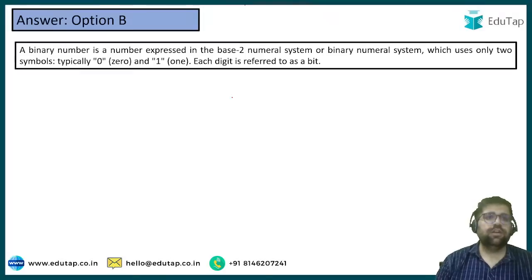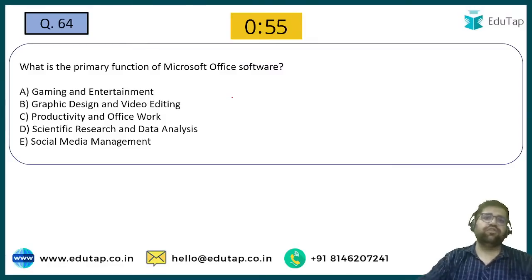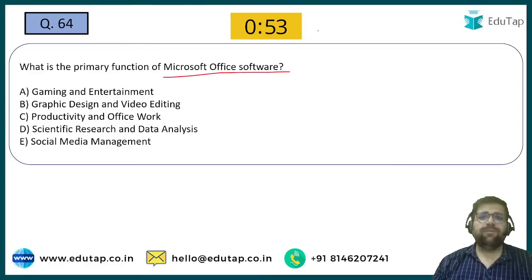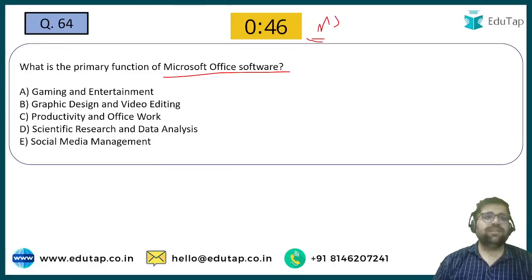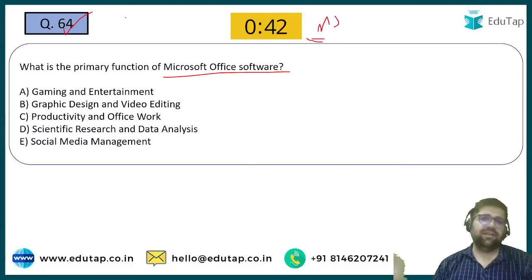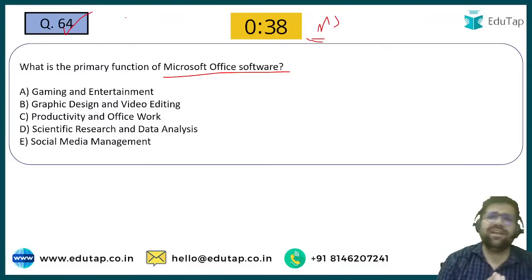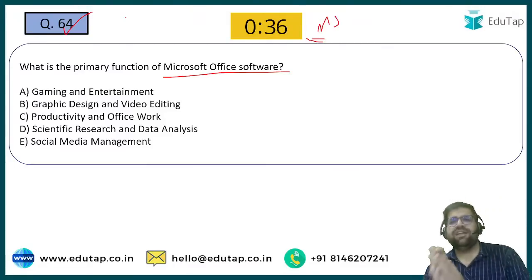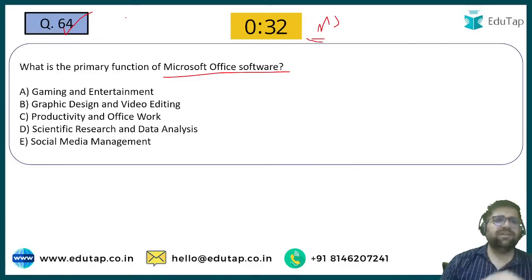Very easy question. Question number 64. What is the primary function of Microsoft Office software? Now we are moving to MS, the products given by Microsoft. Remember the bases. Remember the numbers. Remember how they are coming. Conversion, that is how to convert decimal into binary, you can leave because that is not asked that much in your NABARD exam. Yes, question number 64.